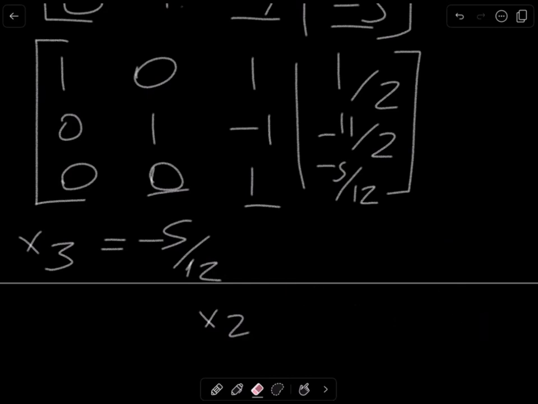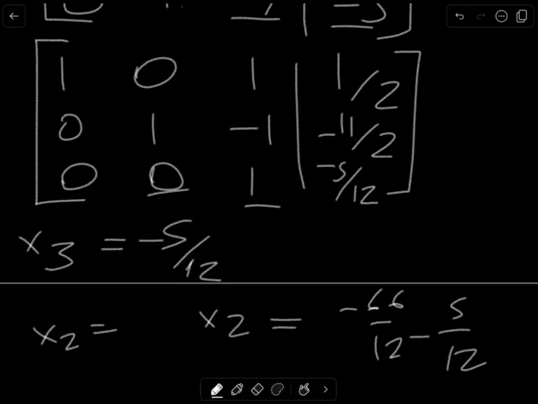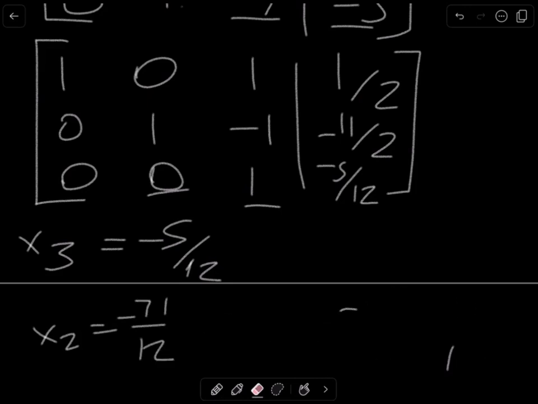Okay, x2 is equal to minus 11 over 2. But I'm going to write that as minus 66 over 12 because remember I'm dealing with a denominator of 12. And it will become minus 5 over 12. So x2 is now equal to minus 71 over 12. That's what x2 is.